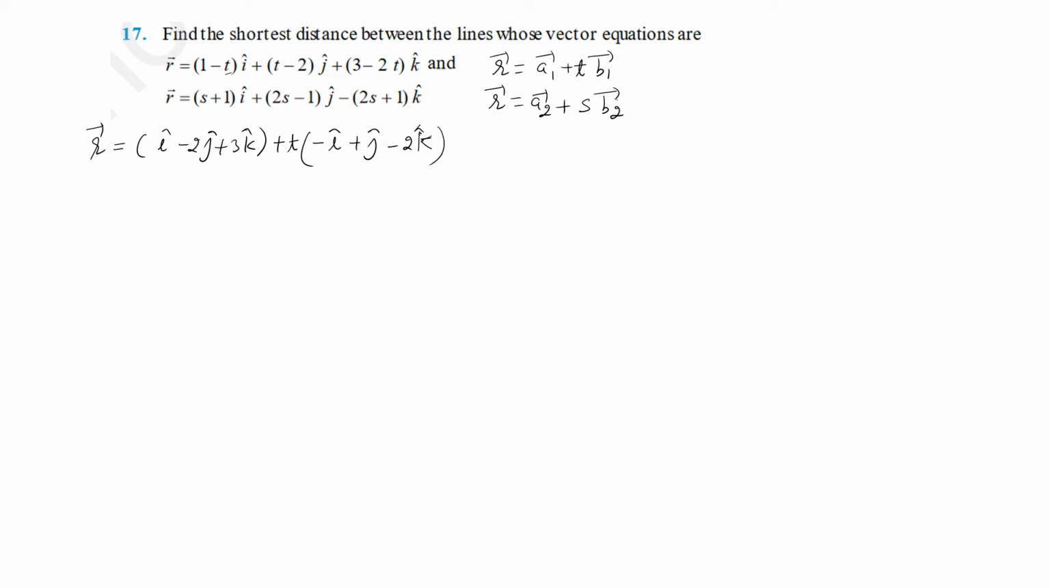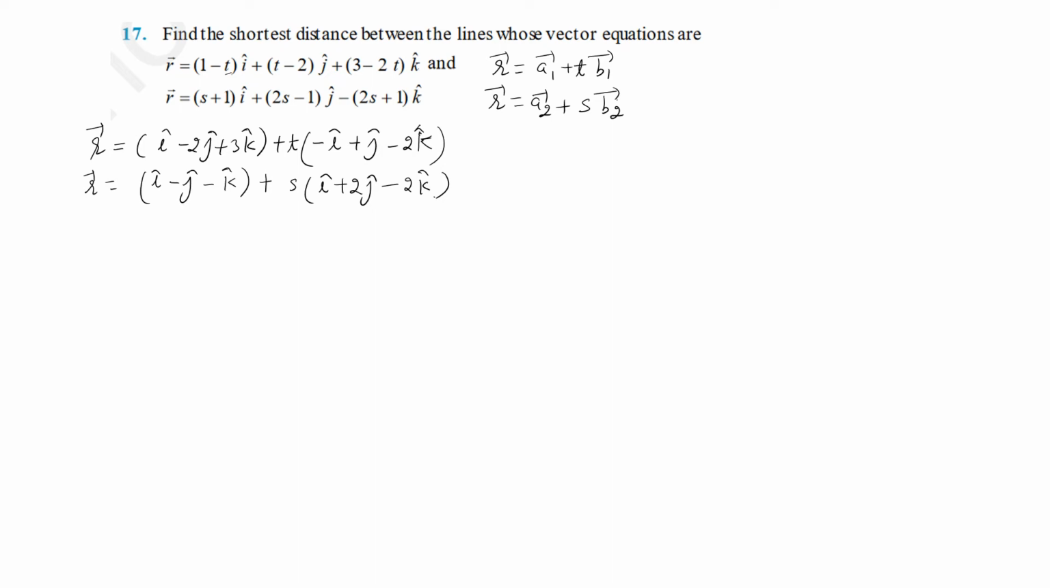And r vector is equal to i minus j minus k plus s times i plus 2j, and it will be minus 2sk. So s is outside, so it is minus 2. This is from the second equation. So we get these two equations here. Now you can very clearly check what is a1 here, what is a2 here.